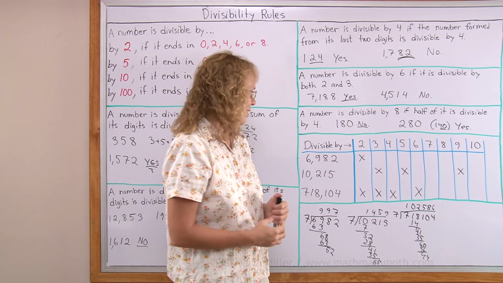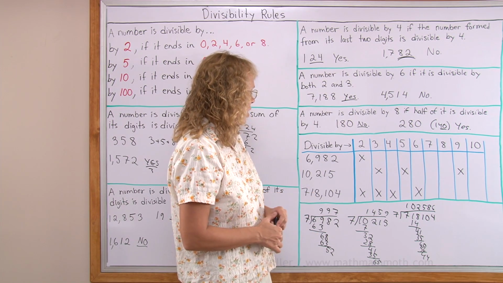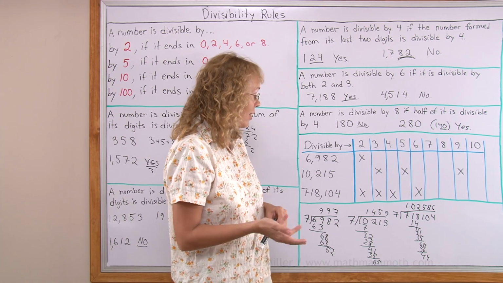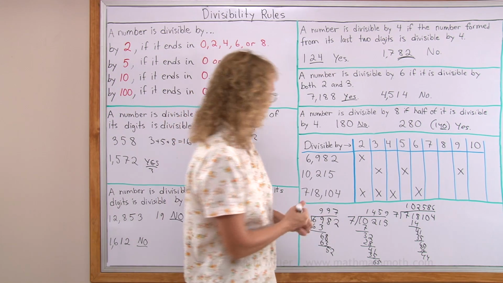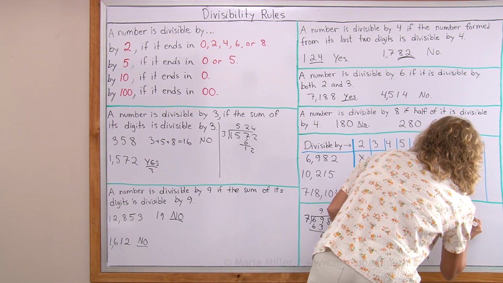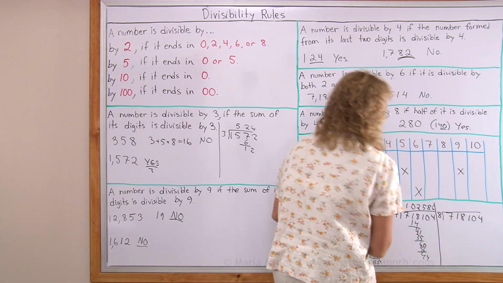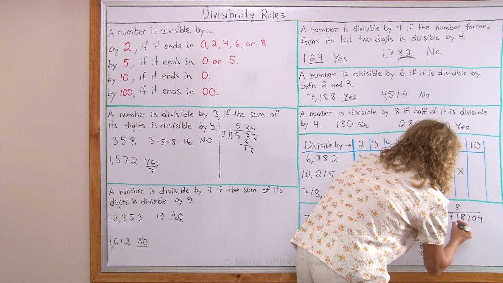And then the 8 situation. I would have to take half of this and check if that is divisible by 4. However, I think it is equally quick to just divide this by 8 and check if it is even division. Okay, 7, 1, 8, 1, 0, 4. And divide by 8. Goes to 71, 8 times.